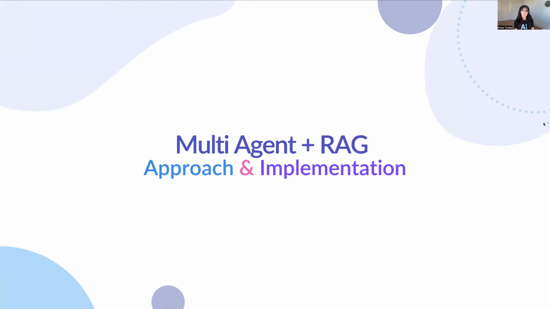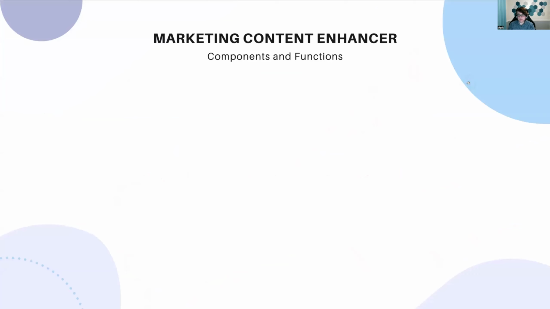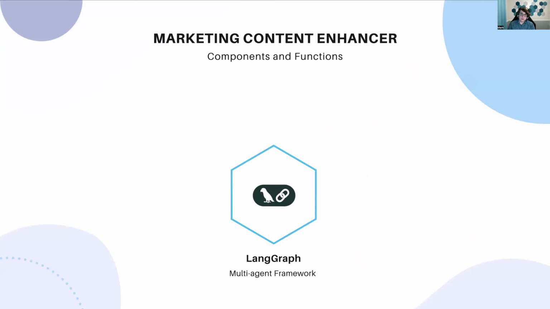Thanks, Anna. Next, we'll talk about how we designed and built this system. So first off, let's take a look at the different building blocks of this application and why we picked them. At the heart of our system is LangGraph, a framework for building multi-agentic LLM-driven systems. This was a simple choice as we have a good deal of experience with it and its sister framework LangChain, and it integrates easily with many other frameworks and services.